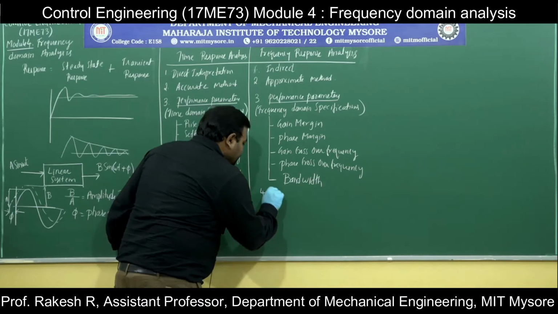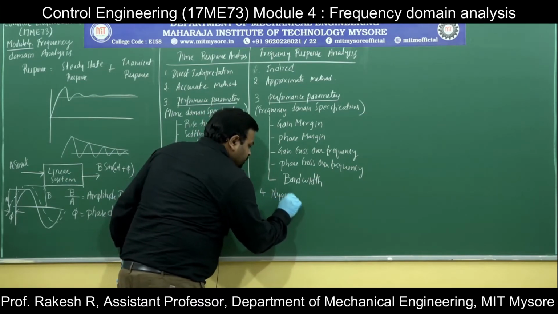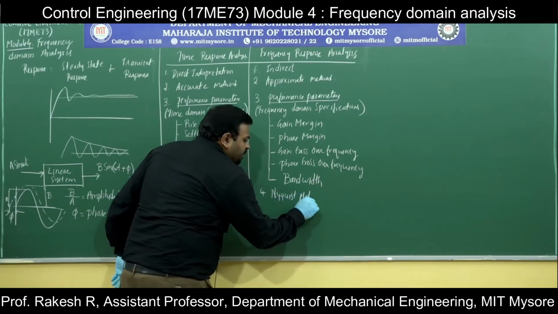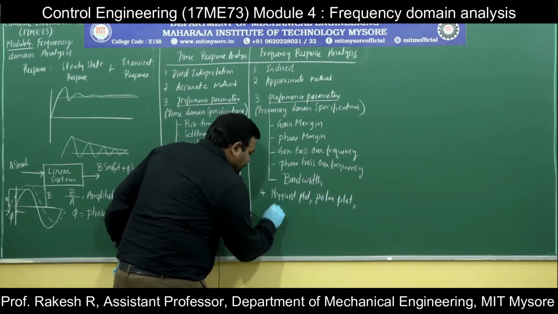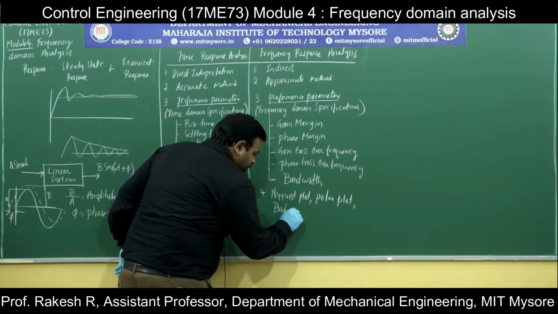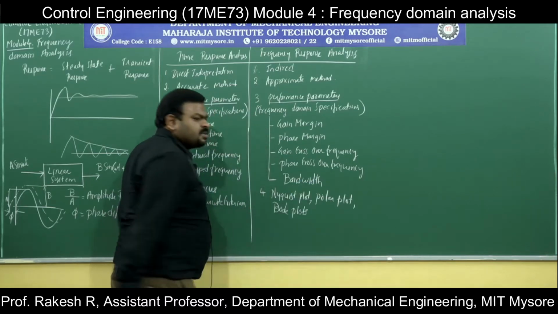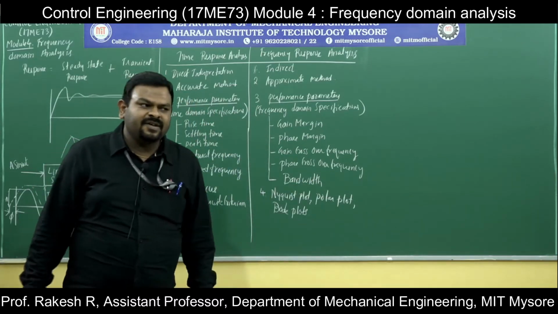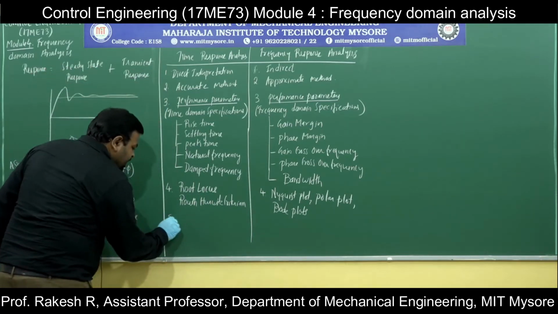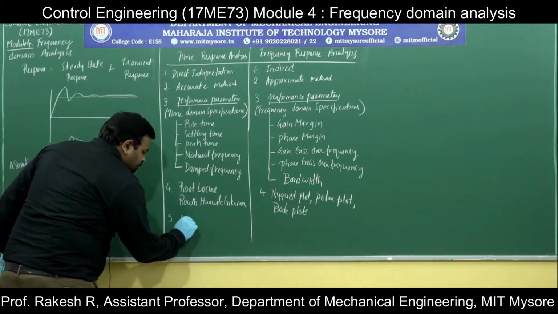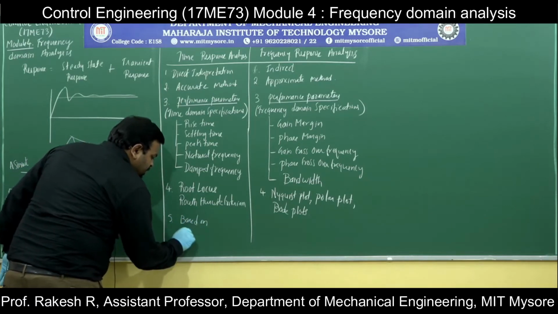Whereas here, in frequency response analysis, those are based on plots. So here, Nyquist plot, polar plot, logarithmic plot, or Bode plots. So these are the different plots we will be getting in frequency domain analysis. Another thing you can write is, here it is based on pole zero location.